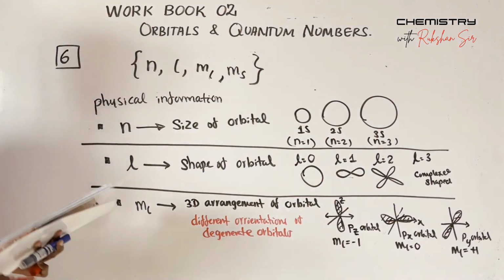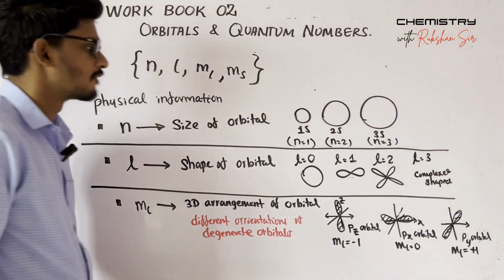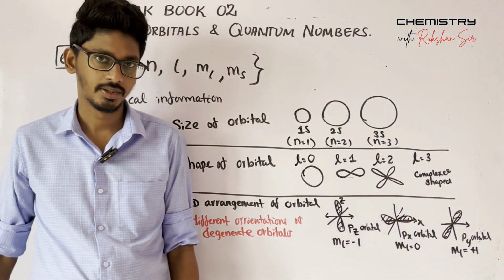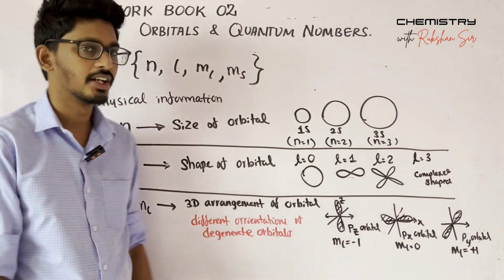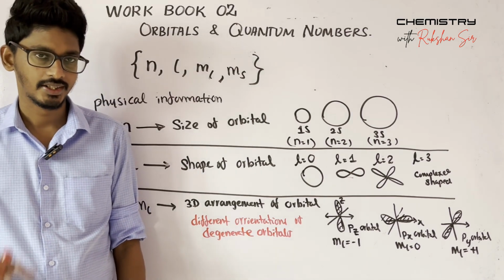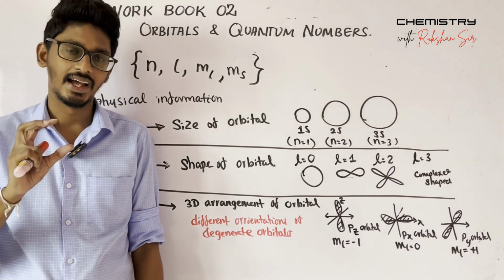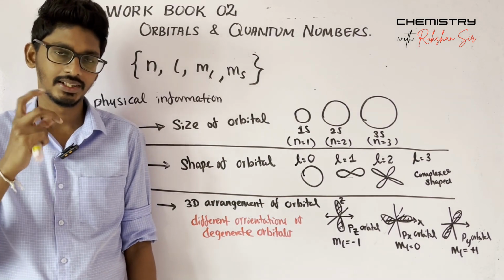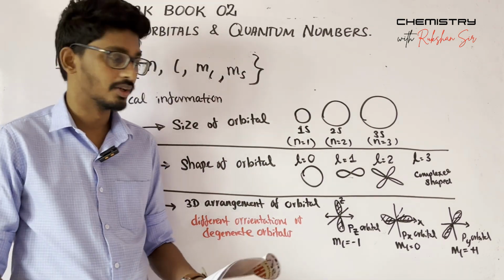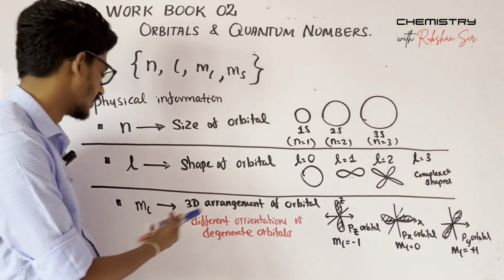You know about the degenerate orbitals, right? Degenerate orbitals are the ones with the same energy and the same shape, but differ only in the 3D arrangement. Those are referred to as degenerate orbitals. So those will be represented by the ml values.